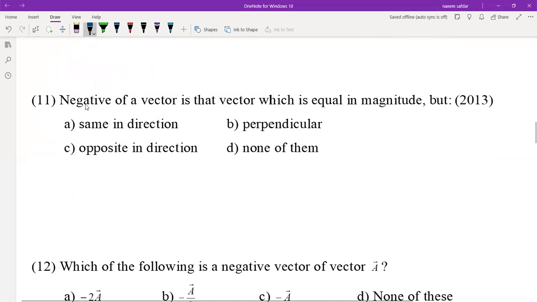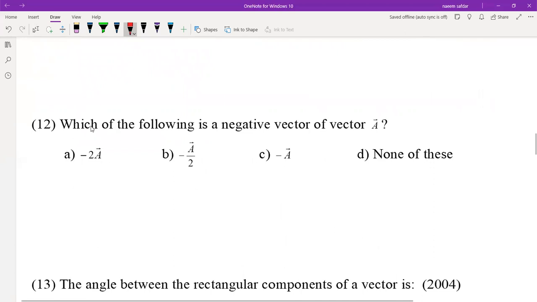Next MCQ number 11. Negative of a vector is that vector which is equal in magnitude but same in direction, perpendicular, opposite in direction, none of them. By definition, we know if we have a vector A, then if we reverse its direction, then we obtain its negative vector. A negative of a vector is that vector which is equal in magnitude but opposite in direction. C option.